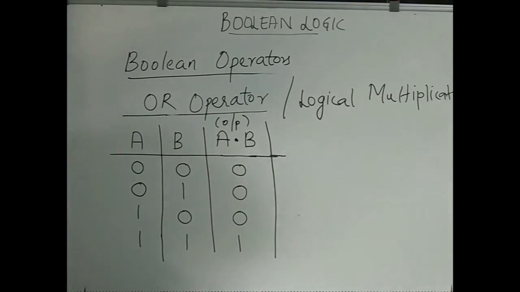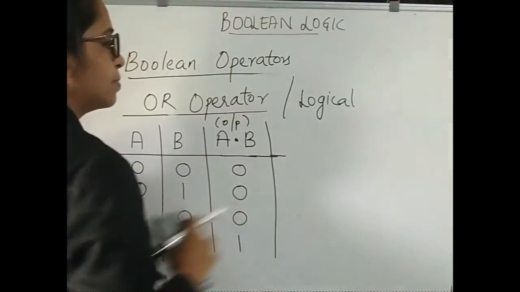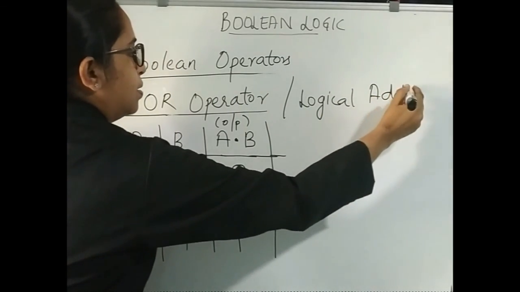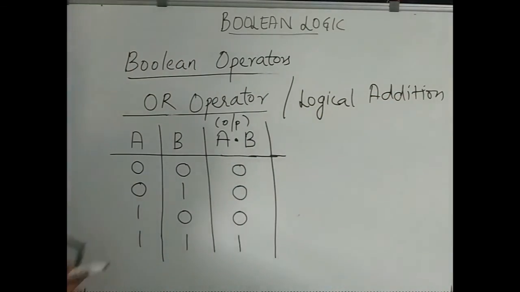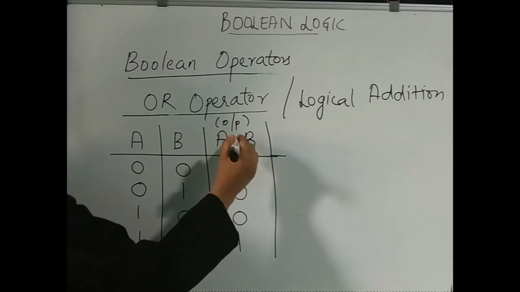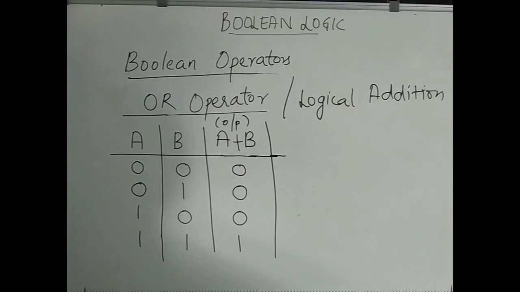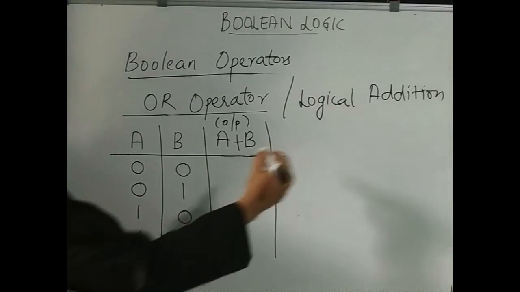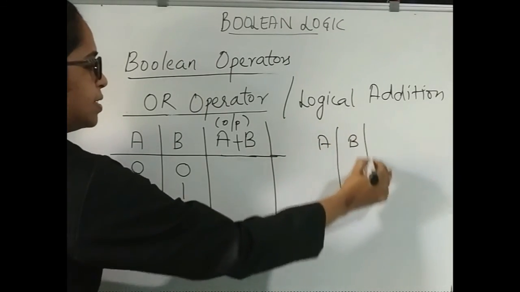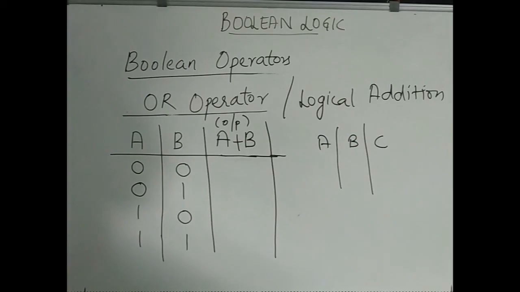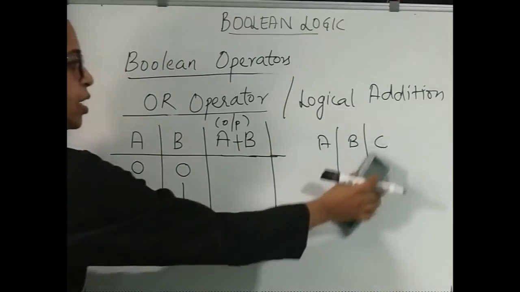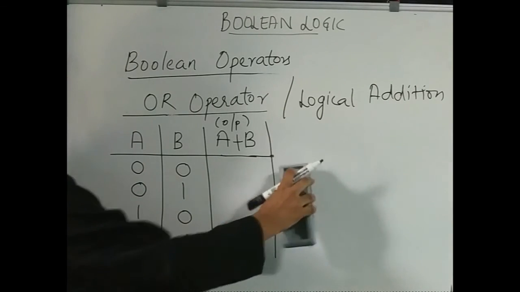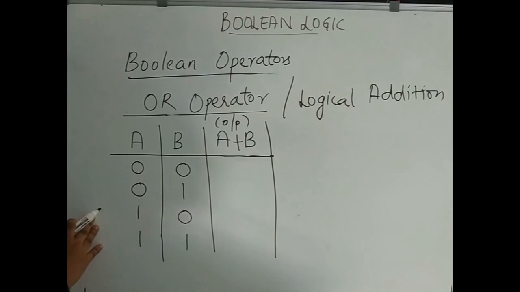OR operator. It is also called logical addition. Logical addition. Now how is it represented? A plus B. We call it A or B. Now only the outputs will change. These are the same because the combinations of A and B will be the same. If you are having more than two Boolean variables, that is if you are having A, B and C, the combinations will change. You will have more combinations with zeros and ones. I'll explain that also.